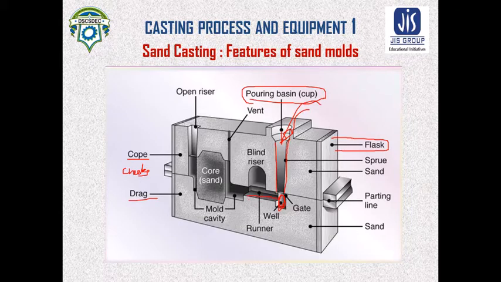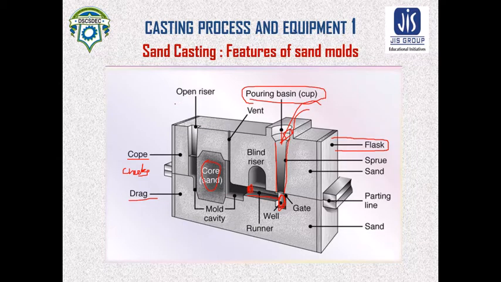After the sprue base well, there is the runner. The runner connects the sprue to the mold cavity, and the inlet of the mold cavity is known as the gate. In the mold cavity, there is one thing, that is the core. The core is used to make intricate or hollow castings. We will study the core in detail later on. And this is the mold cavity.